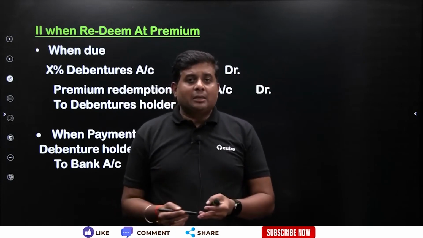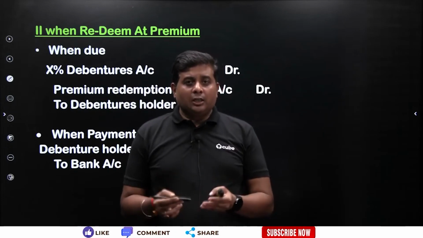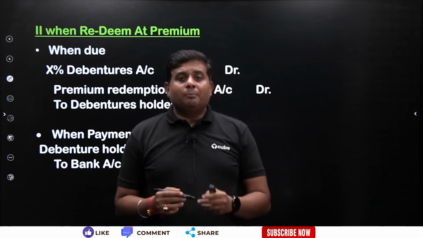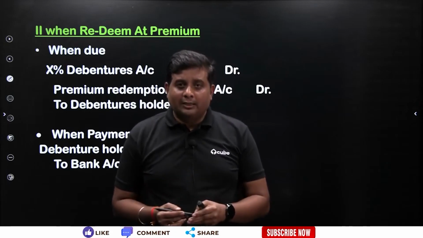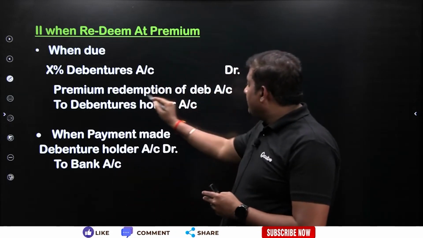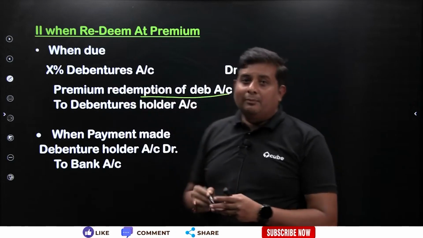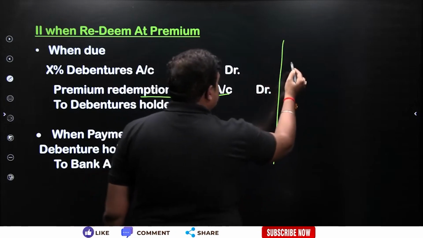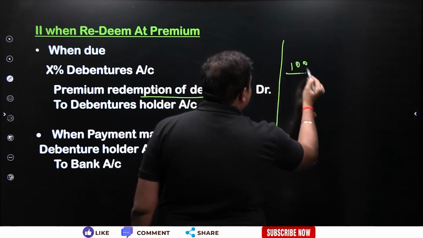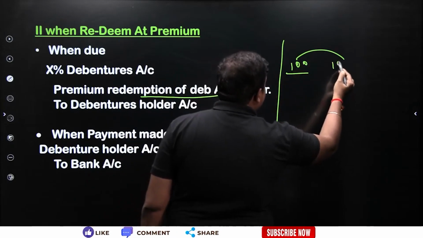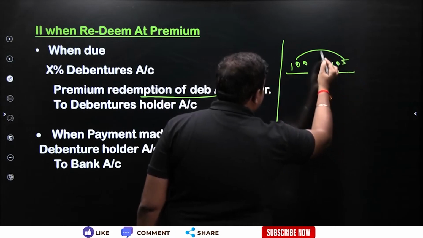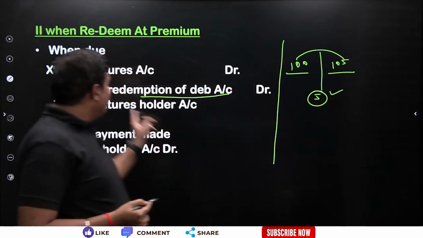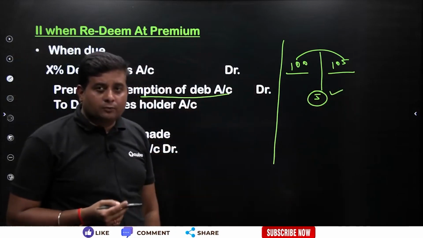suppose you need to pay some additional amount on account of premium, so that payment becomes a capital loss for the organization, and that's the logic why premium on redemption of debentures account is being debited. What does it mean? It's really simple. Suppose we have taken a loan of say $100, and at the time of repayment, we need to pay back 105. So 5 rupees we are paying as additional payment. So that additional payment is a capital loss for the organization.